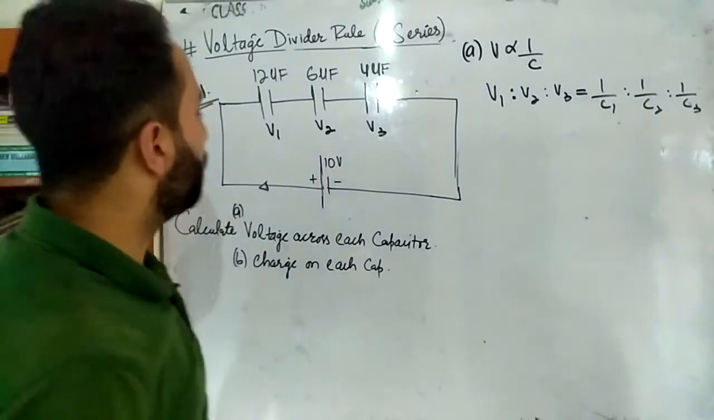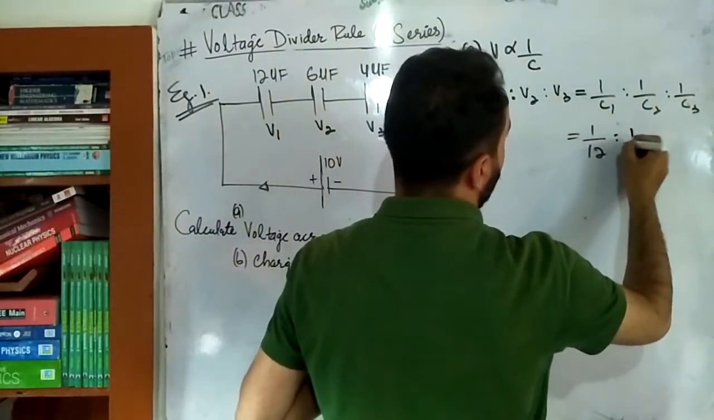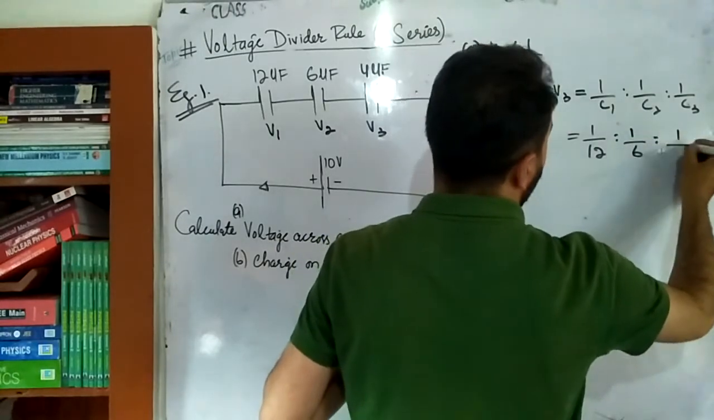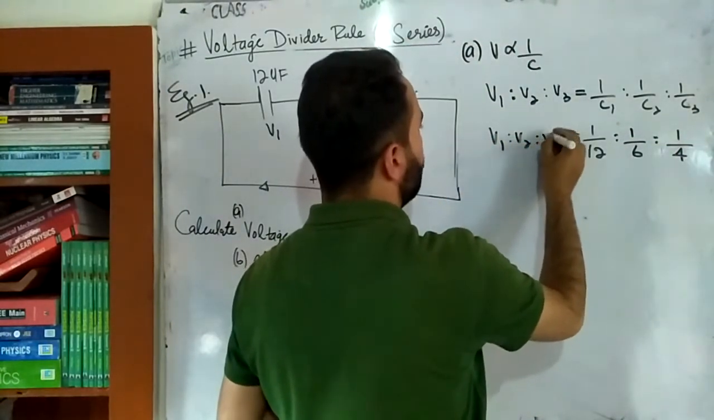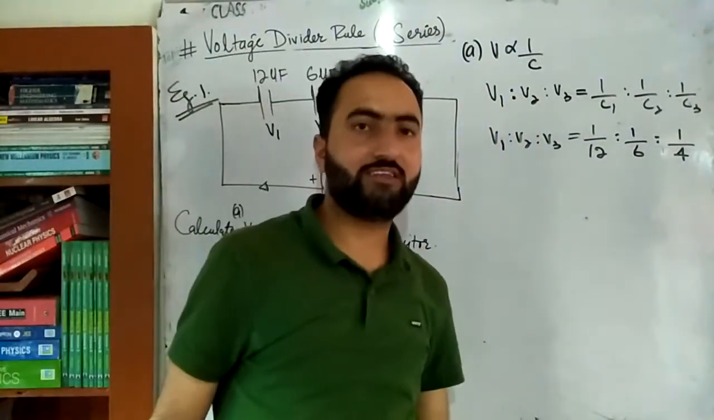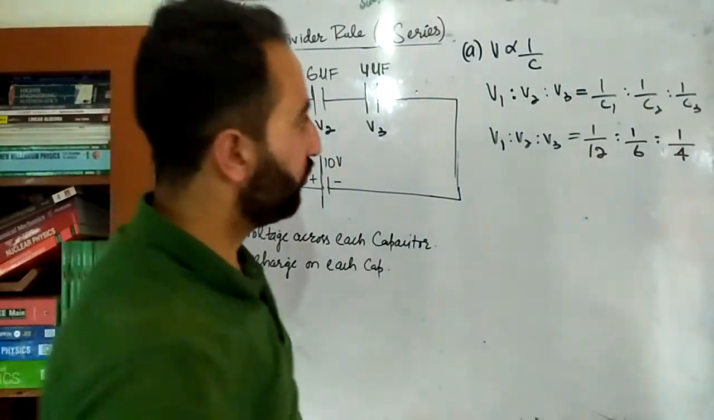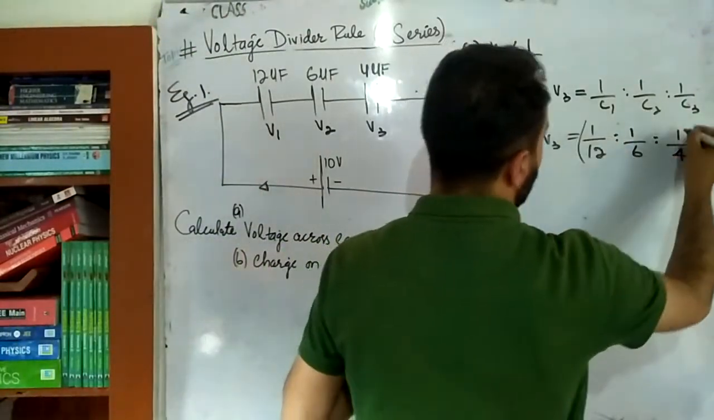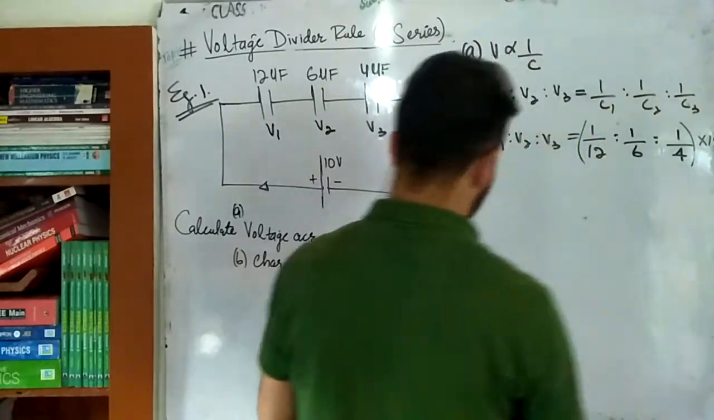Okay? Now 1 by C1, how much is that? 1 by 12, 1 by 6, 1 by 4. Okay? So V1 is to V2 is to V3. Now what is the LCM of this? 12, 6, 4. LCM of this 12, 6, 4. So its LCM is what? That's 12. Okay? So it is 12. So what I will do is this. I'll multiply this 4 by 12. It's like this.